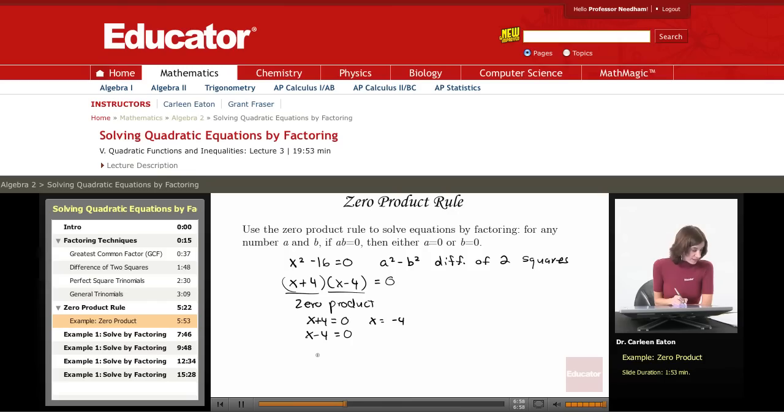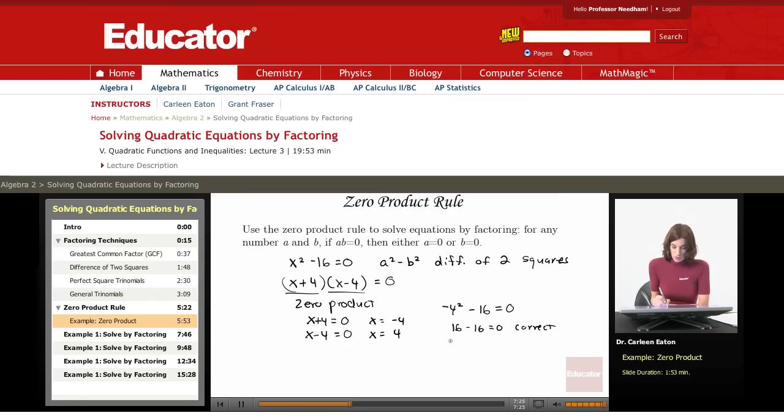And that's going to give me, let's see, x equals 4. And if you wanted to check that, you could go back up here and say, okay, let x equal negative 4. So that's negative 4 squared minus 16 equals 0. That is 16 minus 16 equals 0, and that checks out. That is a valid solution.